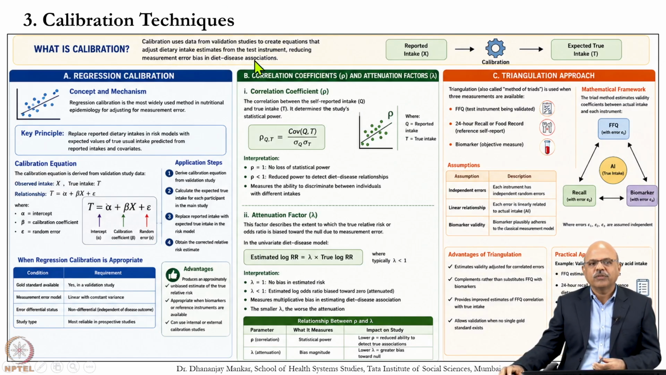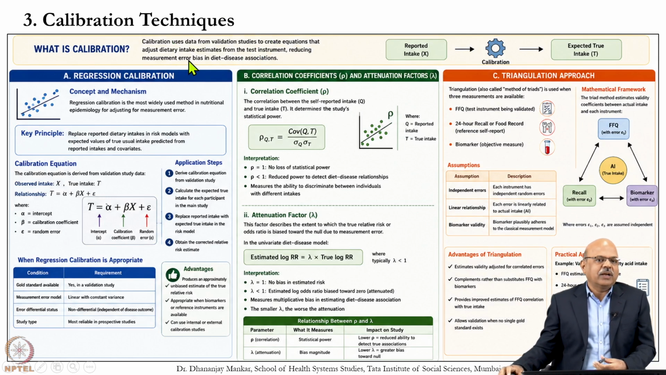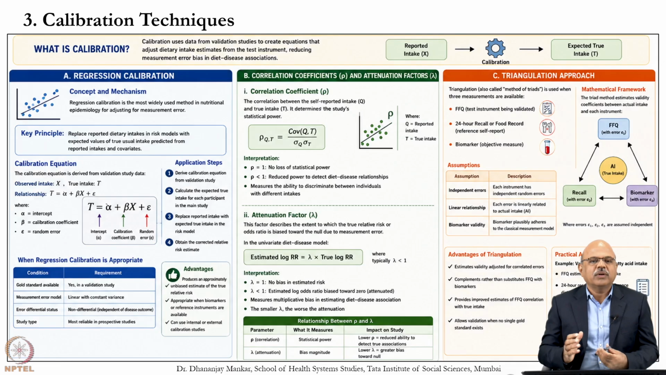Now we will talk about calibration techniques. Calibration uses data from validation studies to create equations that adjust dietary intake estimates from the test instrument, reducing the measurement error bias in the diet association.